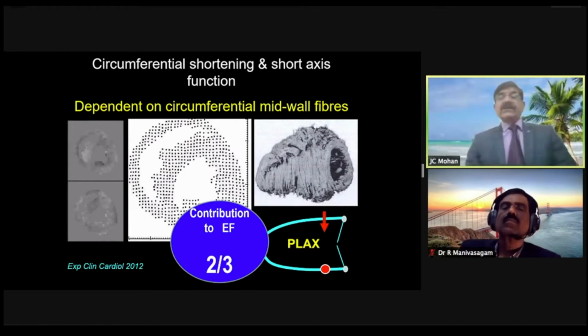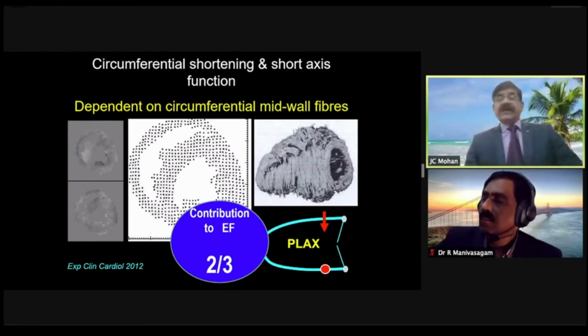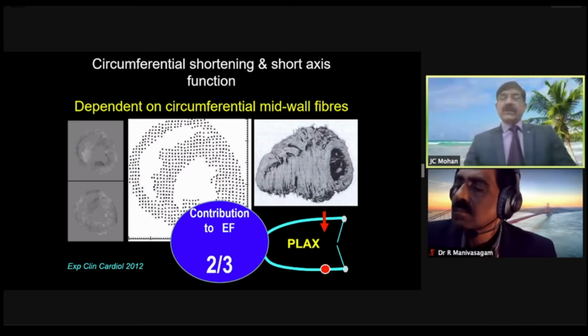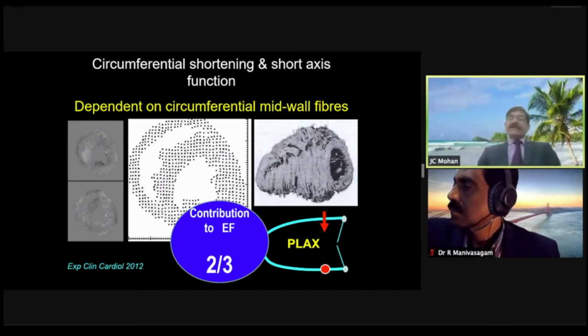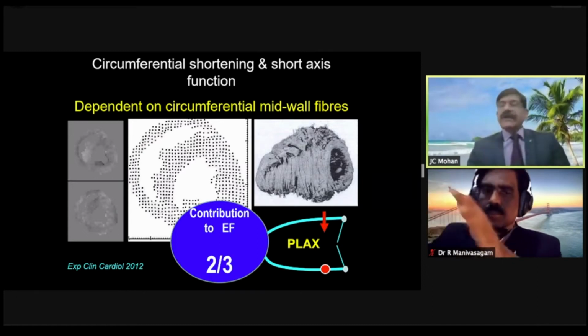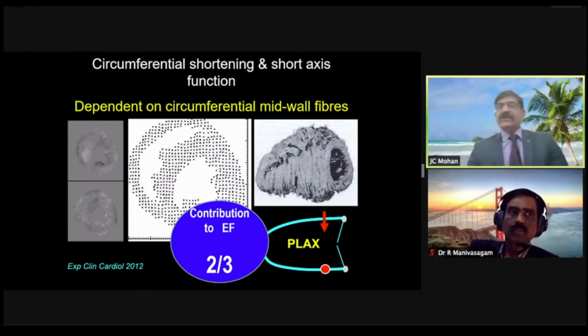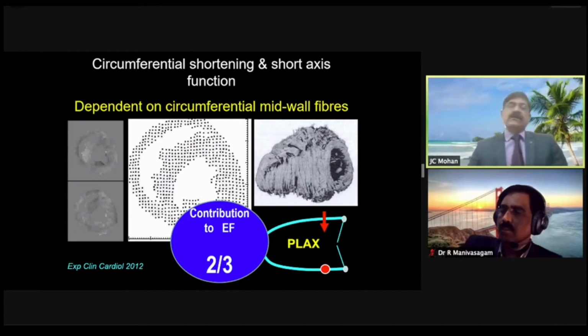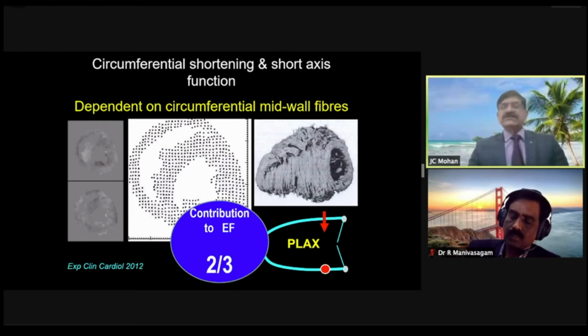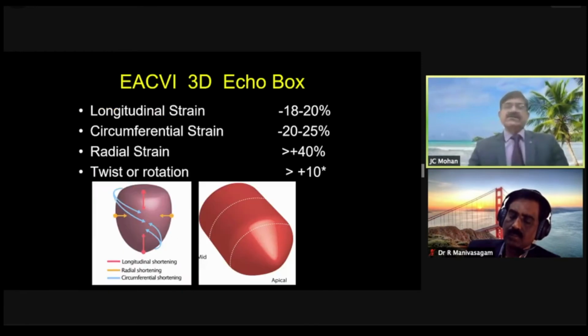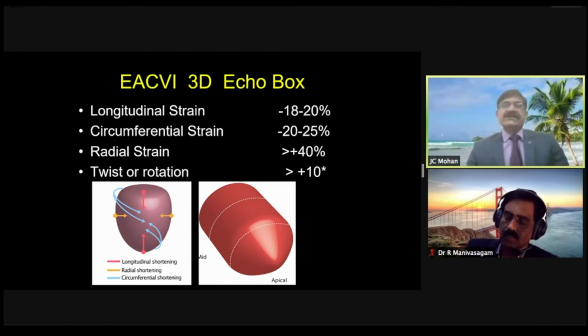Hence, when there is involvement of the circumferential fibers, the ejection fraction falls. So if you want to pick up preclinical or subclinical disease, you would have to rely on longitudinal strain, which is dependent in turn on longitudinal subendocardial fibers, which are the ones earliest affected by the disease process. So these are the normal values given by the European Association of Cardiovascular Imaging. A longitudinal strain in the ballpark of 20%, to which ASC also agrees.